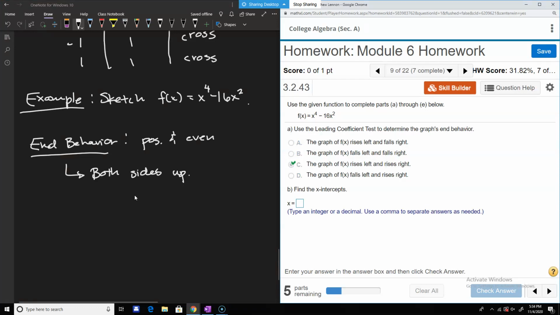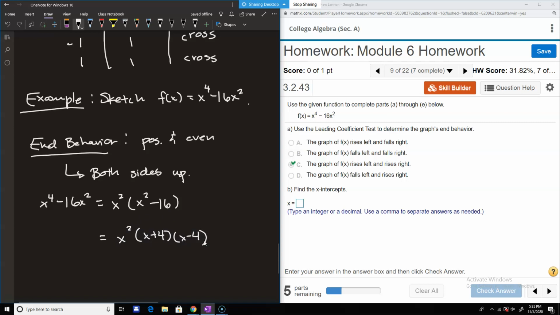The intercepts, this is where we have to factor again. So we've got x to the 4th minus 16x squared. First we can pull an x squared out, and that will leave us with x squared minus 16. Then x squared minus 16 is a difference of squares, so that will factor into x plus 4 times x minus 4. Now we are ready for intermediate behavior, so we can write the intermediate behavior chart.